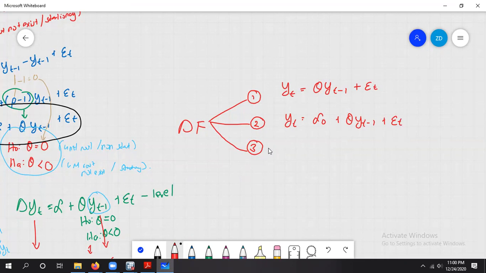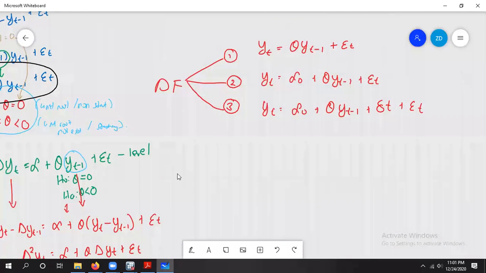With intercept and trend means that we put the time trend in our equation, and it becomes something like this: yt minus 1 plus, let's say, trend t plus et. We put the time trend, means that we put 1, 2, 3, 4, 5, 6, 7, 8, 9, 10. It's a proxy for the time in our equation. So these are the three types of the Dickey-Fuller test.